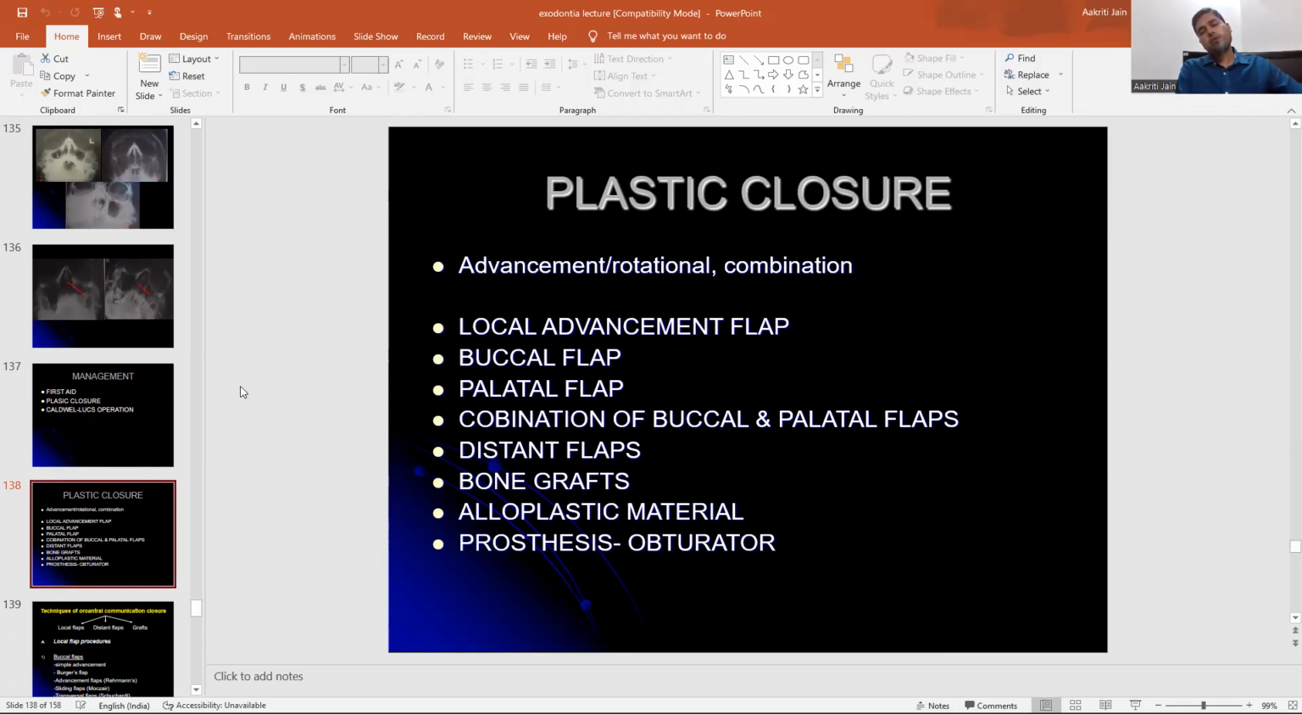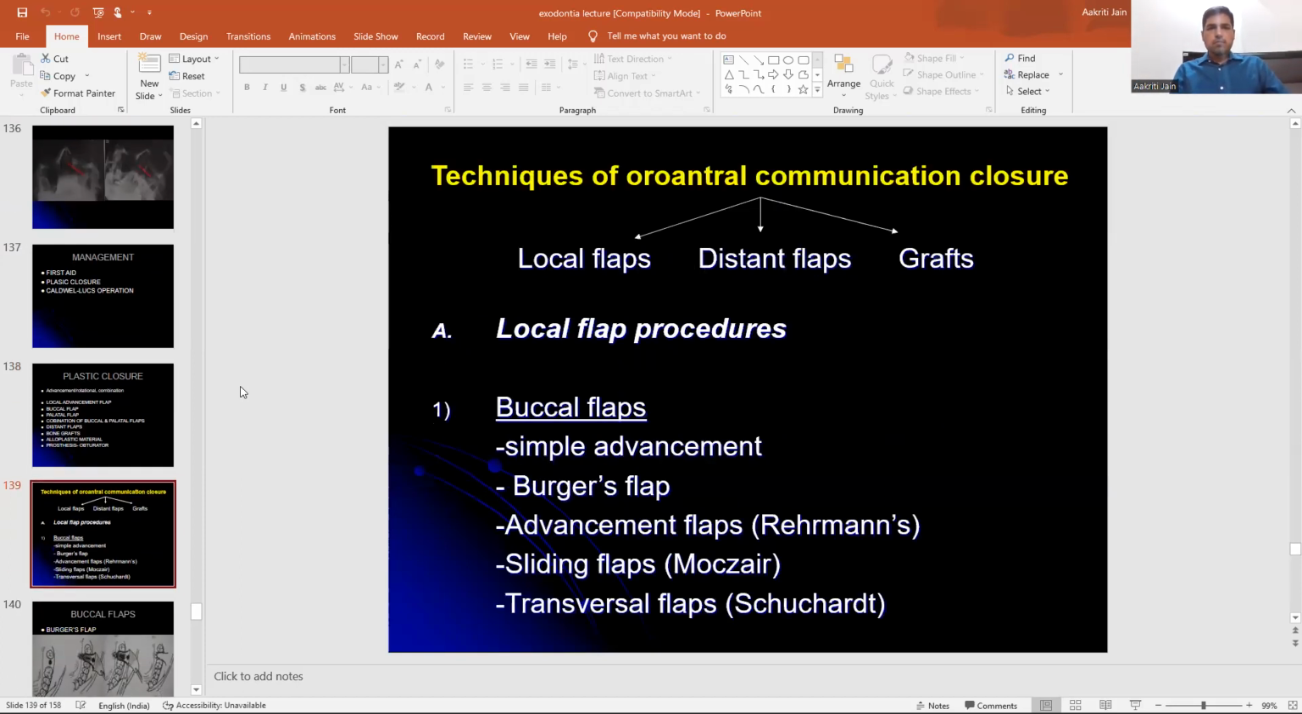The different types of closure flaps can be local advancement flaps, bibuccal advancement flap, palatal flaps, a combination of buccal and palatal flaps, distal flap, bone grafts, alloplastic materials, and finally the prosthetic obturator. Techniques for oroantral communication closure can be divided into three headings: local, distant, and grafts.